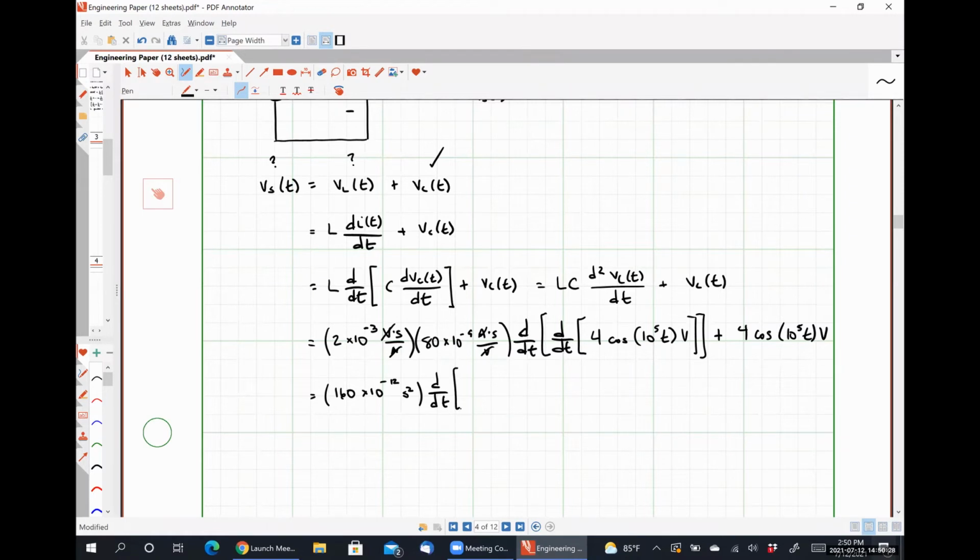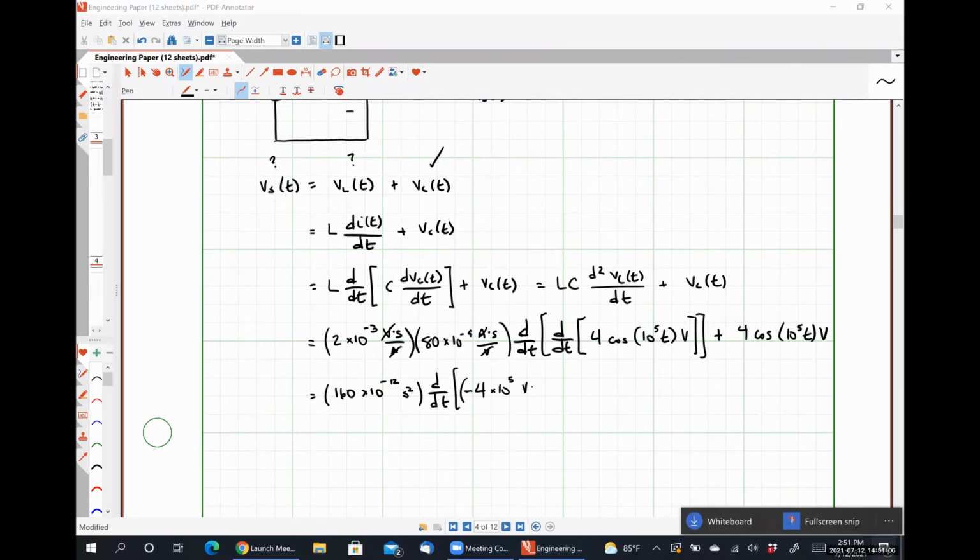Negative 4 times 10 to the 5 sine 10 to the 5 t volts. So negative 4 times 10 to the 5. Sine. Well, let's look at the units here real quick. The 4 gives us a unit of volts, and the 10 to the 5 is going to give us units of per second. I'm saying that because 10 to the 5 is an angular frequency, meaning that it has a units of radians per second, where radians is a dimensionless quantity.